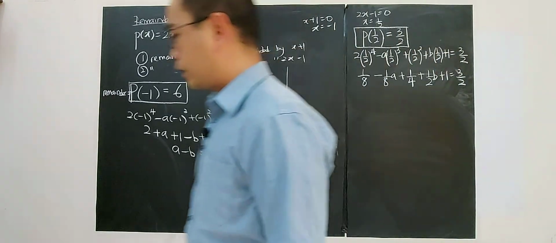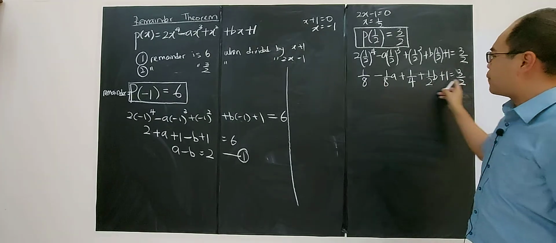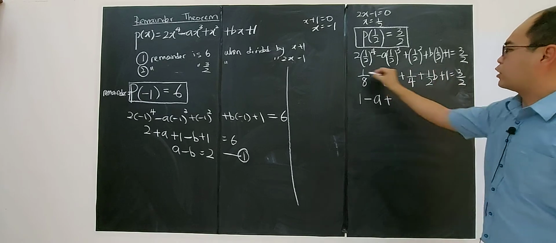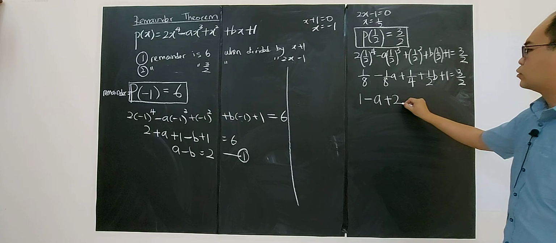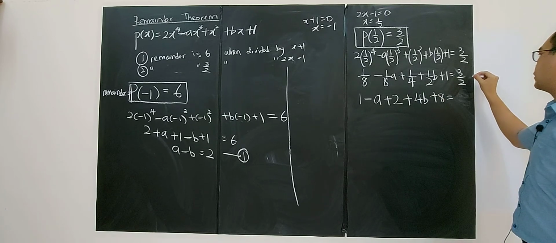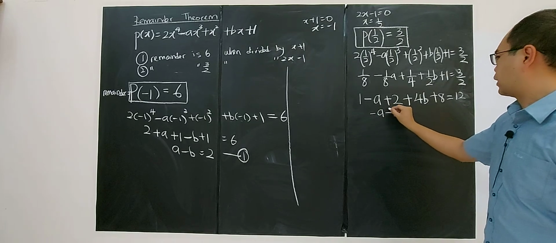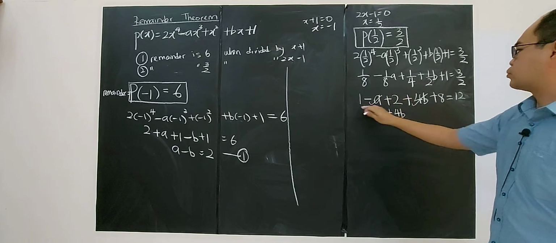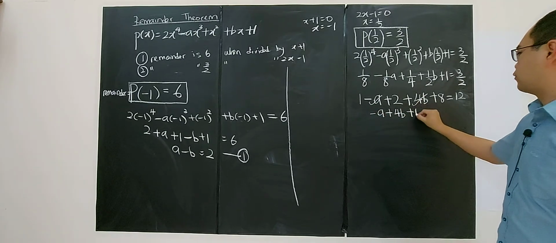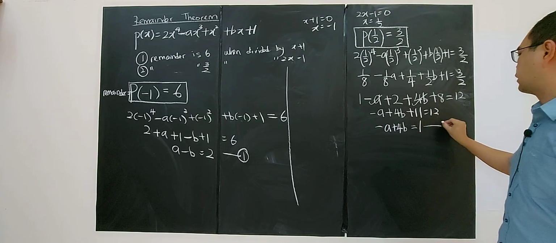Okay, how to get another equation? I see the highest multiple here is 8, so I multiply the whole equation by 8. Multiplying by 8, I have 1 here, I have a here, 1 over 4 multiplied by 8 gives 2, plus 4b, and 8 times 3 over 2 is 12. So I rearrange this. I have negative a plus 4b, then 2 plus 1 is 3, 3 plus 8 is 11, equals 12. And I have negative a plus 4b equals 12 minus 11, which is 1. This will be my equation 2.